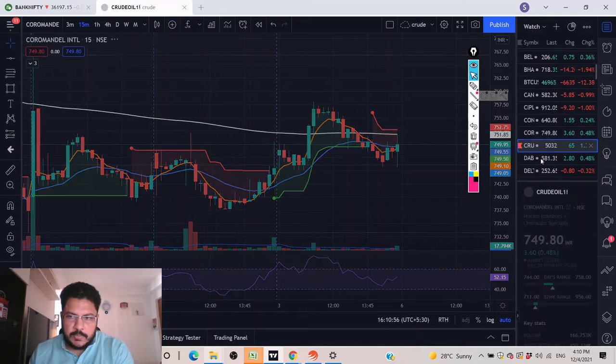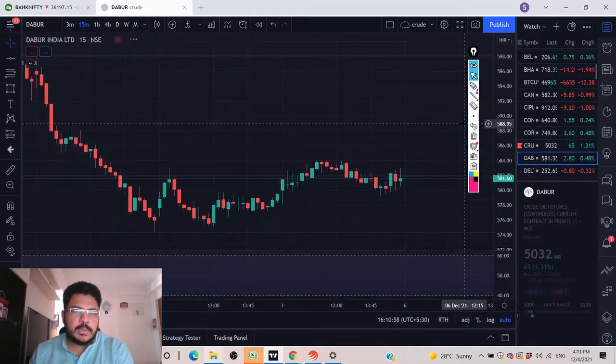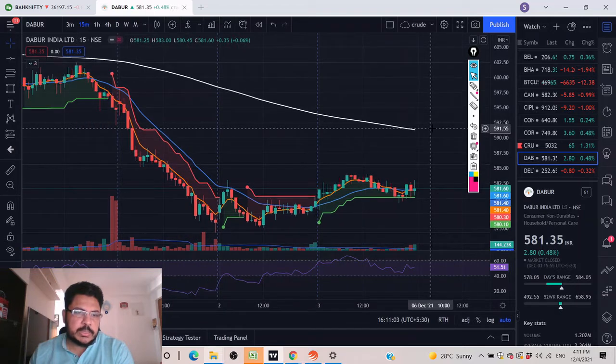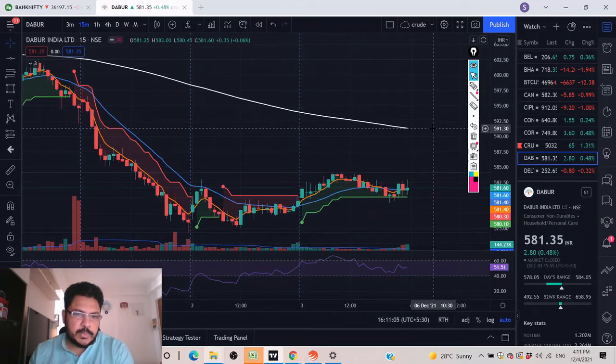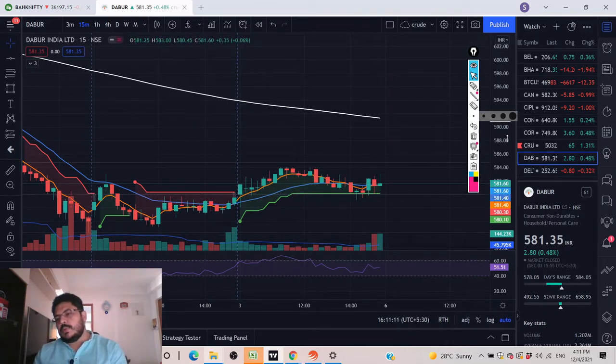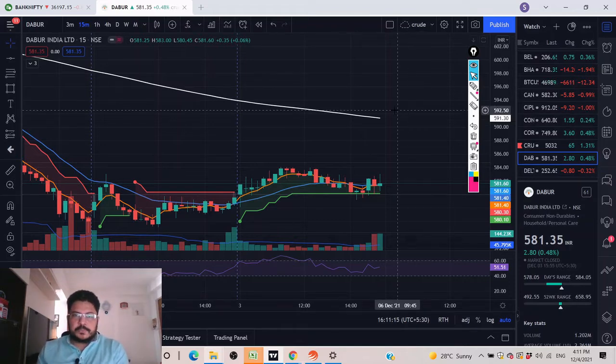I'm just trying to see if I can show you an example. See an example of Dabur. You don't see so many big spikes here. It is pretty decent, and the movement is always in a trend. But the problem is that if you take a low volatility stock, the returns will also be low.